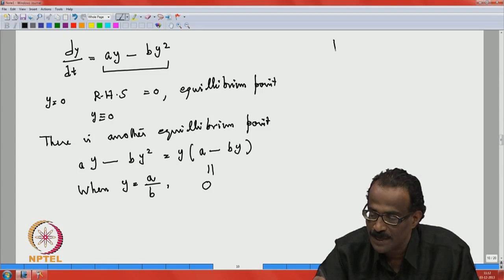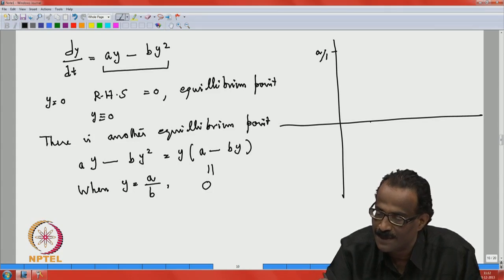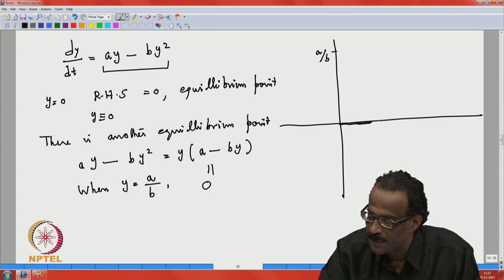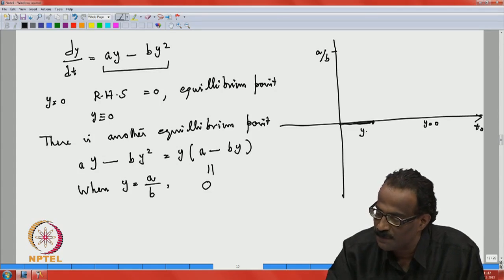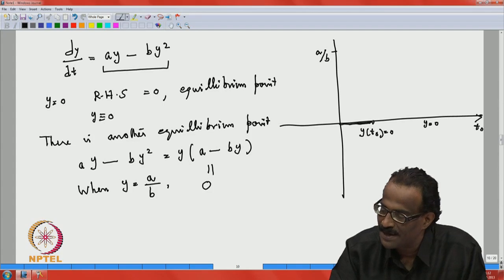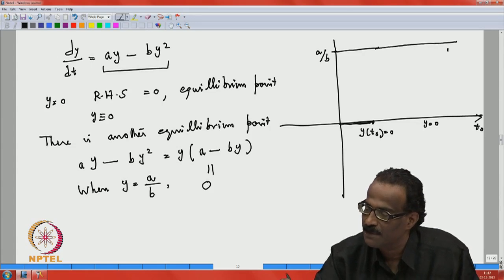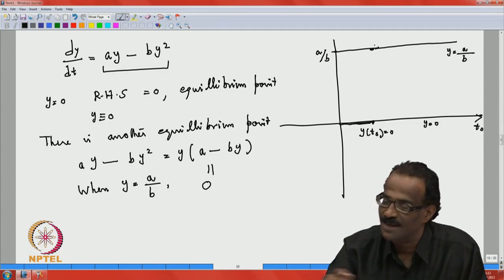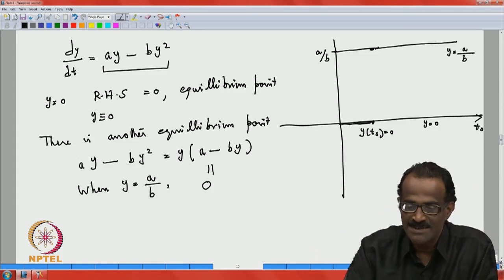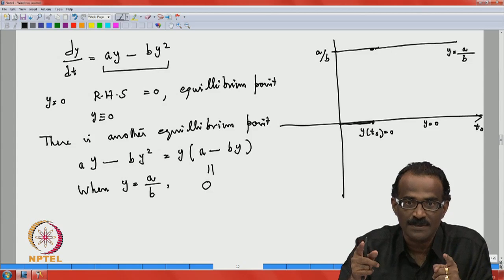If you try to draw this here, A by B is going to play an important role. If your population starts at t naught, and this is your y equal to 0 graph, if your y at t naught is equal to 0, your y of t will remain 0 all the time. It's the same thing when you have the curve y of t equal to A by B. So, this is also an equilibrium point. At t naught, if your solution is there, the solution will remain there. And it is an interesting fact that two trajectories will not meet.